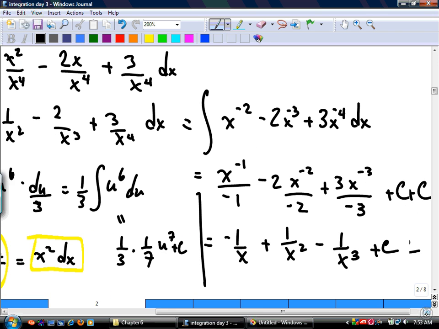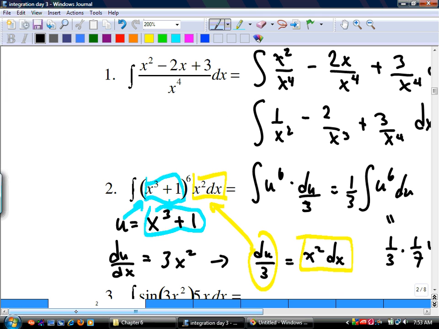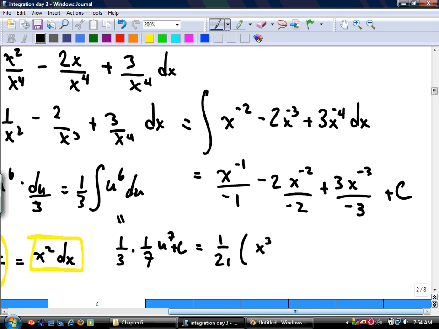Okay, now what? Yeah. So your final answer is 1 over 21, open a bracket. What is it? 3x squared. No, it wasn't. It was x cubed plus 1, to the 7th power, plus c. We good?